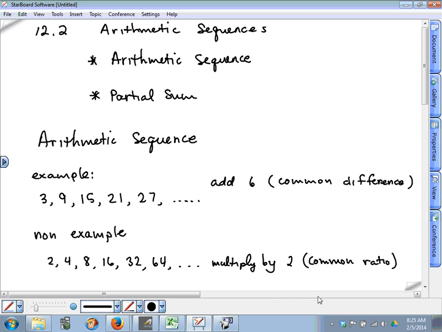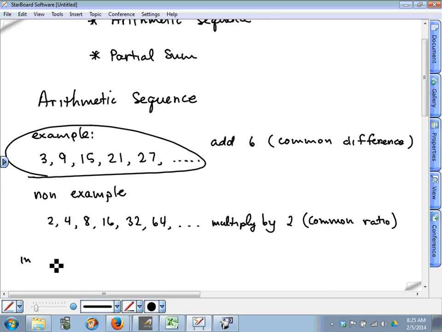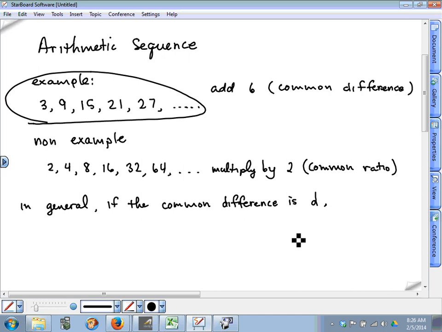So arithmetic has a common difference where you are either adding the same number every time or subtracting the same number every time. But the key is you're adding or subtracting the same number every time. A common difference. Okay? So in general, if the common difference is some random number d, so we could be adding 3, or we could be adding 10, or we could be adding 16, doesn't matter. Whatever the common difference is, then an arithmetic sequence can be thought of as this.